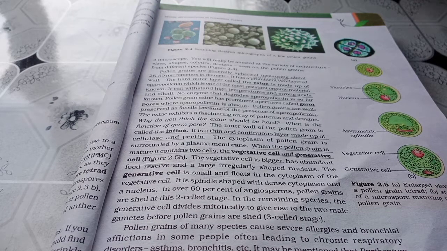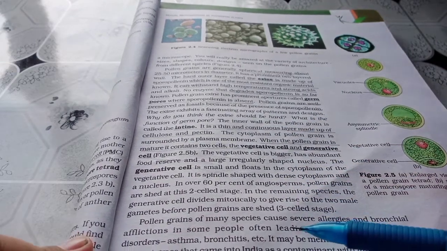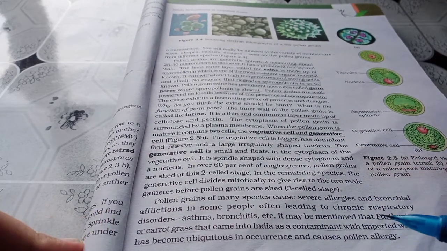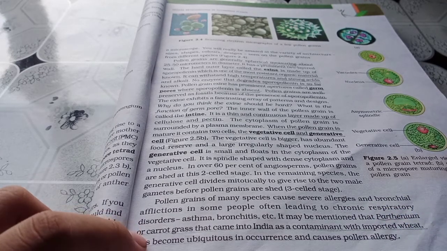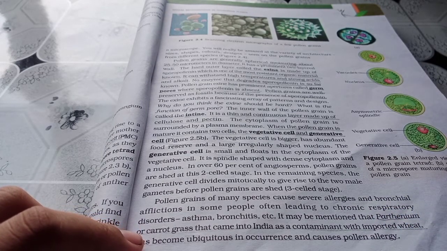And if the pollen grains are shed at this stage, it will be called the 3-celled stage because it contains three cells. Two cells, that is the 2-celled stage, and if it is three cells, it will be the 3-celled stage. Pollen grains of many species cause severe allergies and bronchial afflictions in some people, often leading to chronic respiratory disorders, asthma, bronchitis, etc.